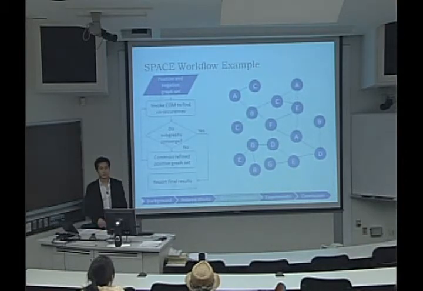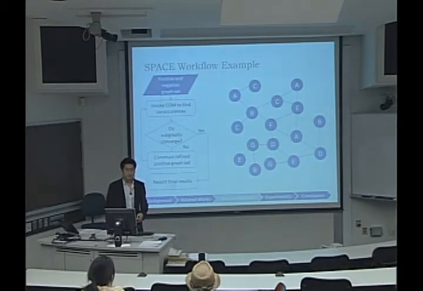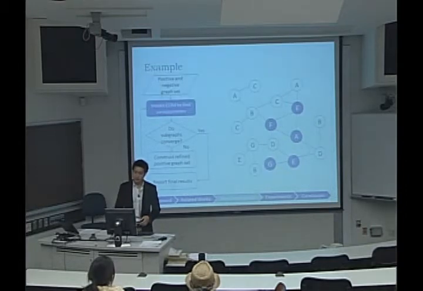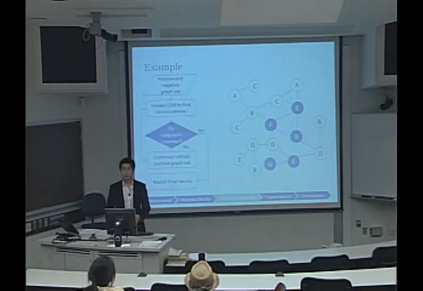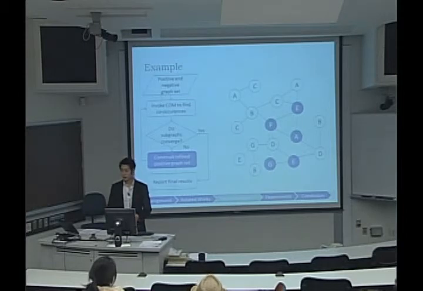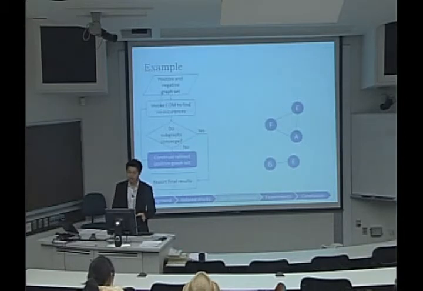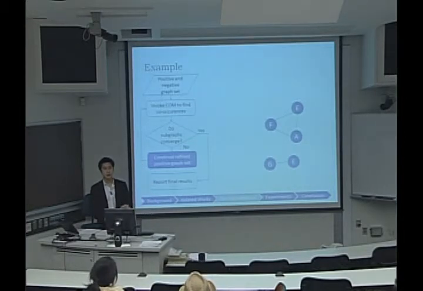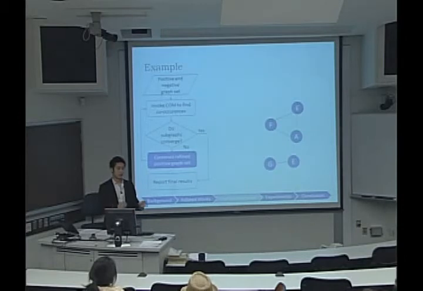So here's an illustrated example of the SPACE workflow. Suppose the graph on the right is an example graph in the positive graph set. And then suppose this is one of the pattern co-occurrences that are returned by COM. Since this is the first iteration, we can't say that the subgraphs converge, and so we continue to construct a refined positive graph set. Now the refined positive graph set procedure proceeds as follows. For each graph in the positive graph set, we construct a new graph that contains only the pattern occurrences that were found in that graph.